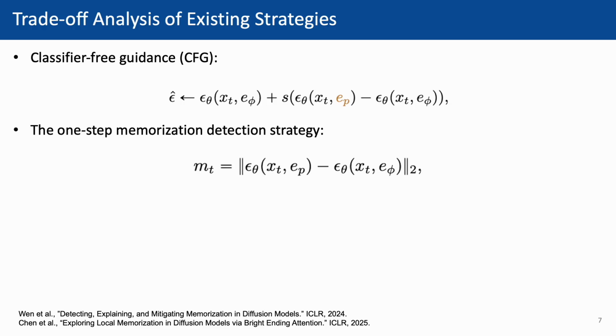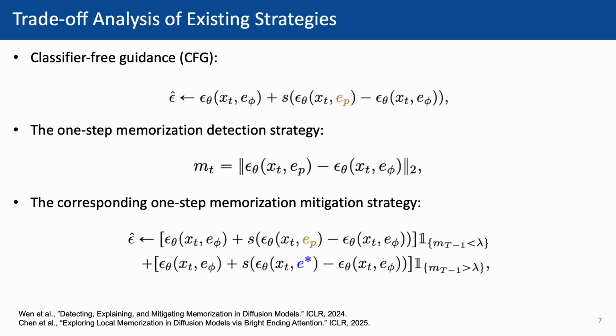Building on this, a popular and efficient one-step detection strategy proposed by Wen et al. and later improved in our ICLR 2025 paper uses the magnitude of the differences between the text conditional and unconditional generations as a signal for memorization. Memorized generations consistently show larger magnitudes than non-memorized ones, making this a strong and effective detection signal.